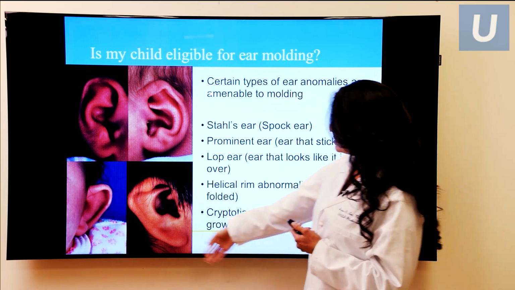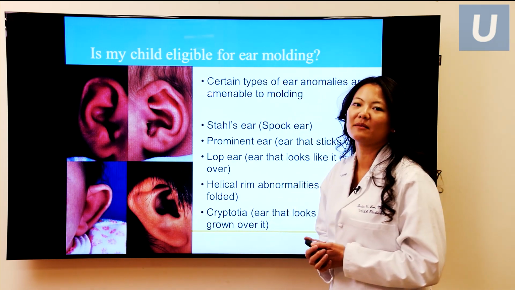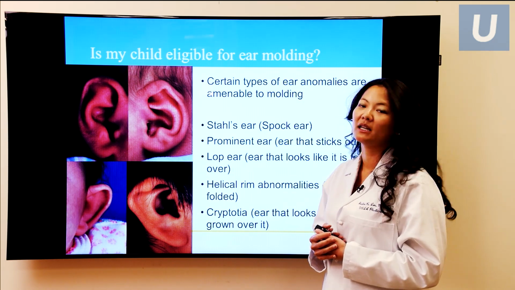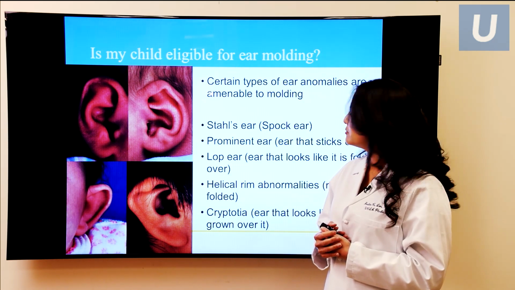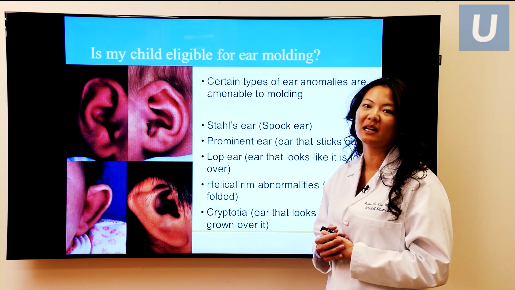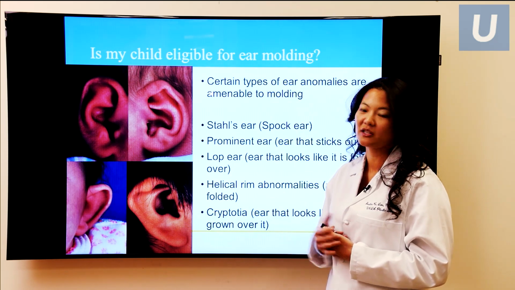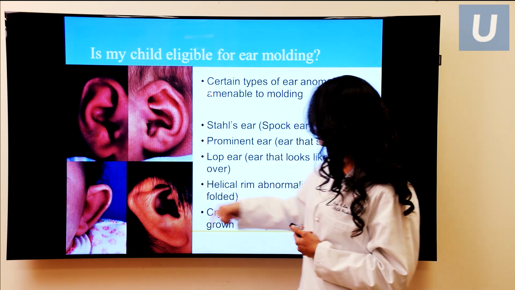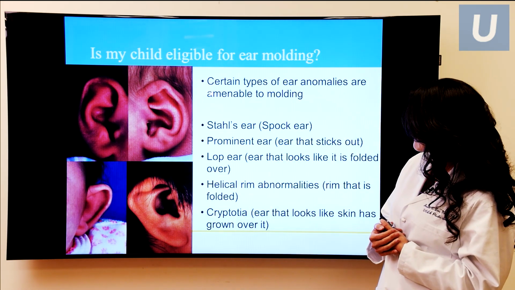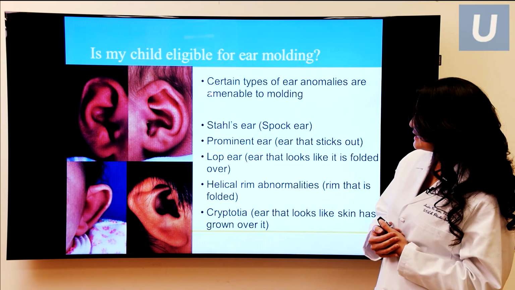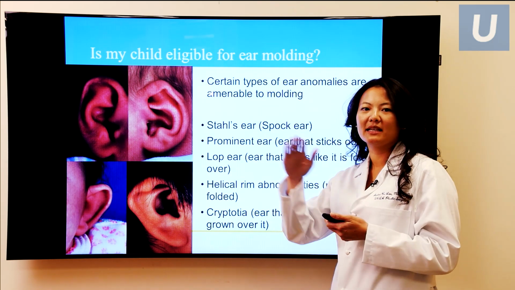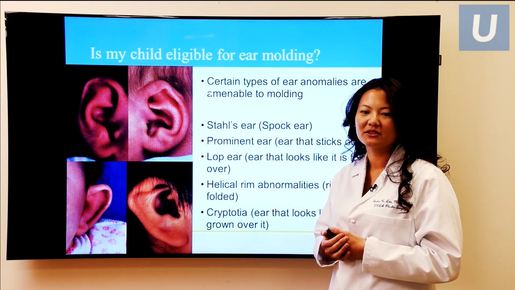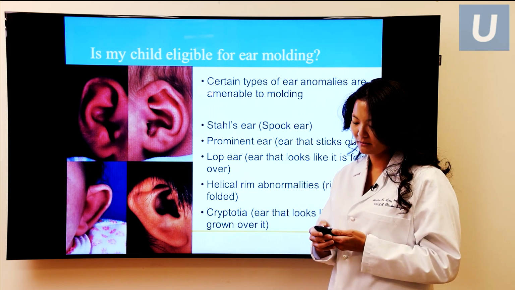Prominent ear, so this type of ear that sticks out, that becomes really bothersome, hard for kids as they grow up in grade school, that's a great one to mold because this is really the only time you can do it in a non-surgical fashion. And of course, a lop ear, basically an ear that's folded over a little bit. This is a mild version of that. Cryptotia, this is an ear that looks like it's completely covered with skin, so it's kind of like a hidden ear, and that's also a great one to mold too.